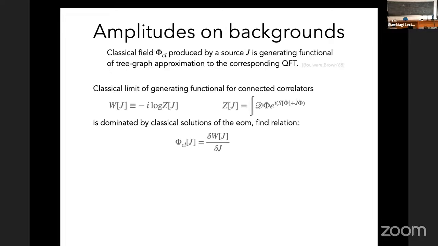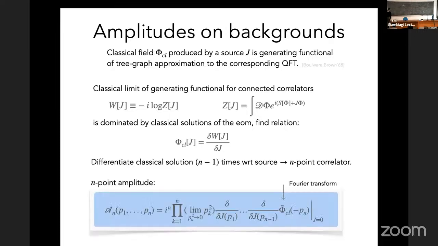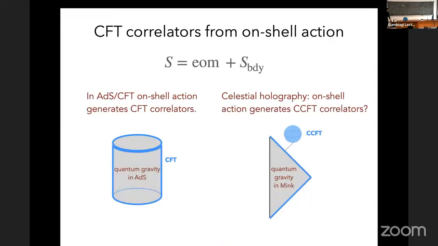So the classical limit of the generating functional for connected correlators is dominated by the classical solution to the equation of motion. And if you stare at that, you will find that there's this relation that the classical solution is the functional derivative of the generating functional by the source. So that means that if we differentiate n minus one times the classical solution, it will give an n-point correlation function. And I've written this here in momentum space. So the bar here denotes the Fourier transform. Okay. So that's the tool.